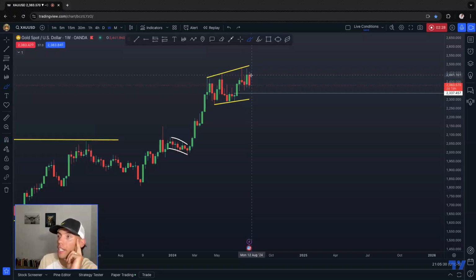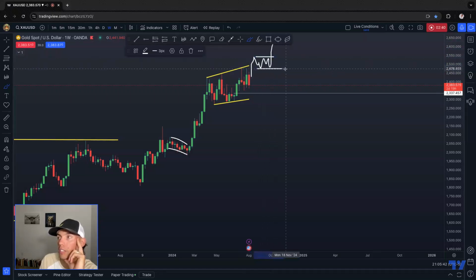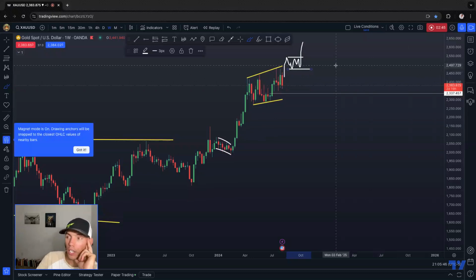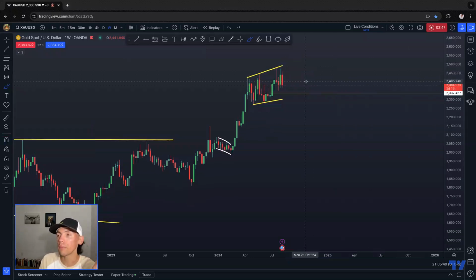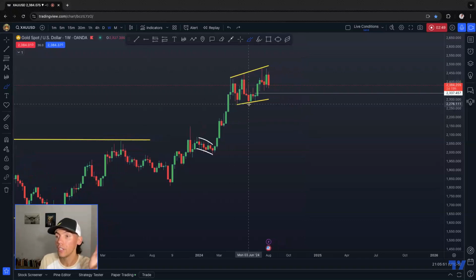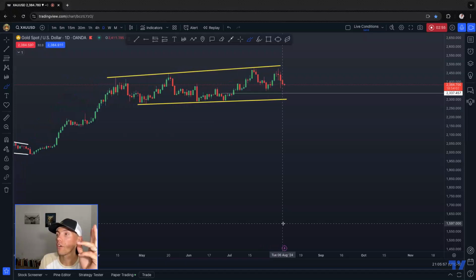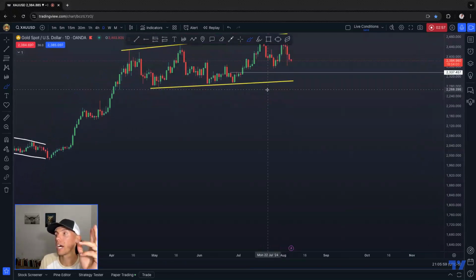And again, I was either looking for a rejection to the top down, or we were wanting a push up with a clear break of structure where we now form some sort of pattern up in this area to continue to take the market higher. It didn't do that, but I'm not super worried about what it didn't do. I'm more focused on what the market is currently doing. So now we're going to drop into our daily time frame.